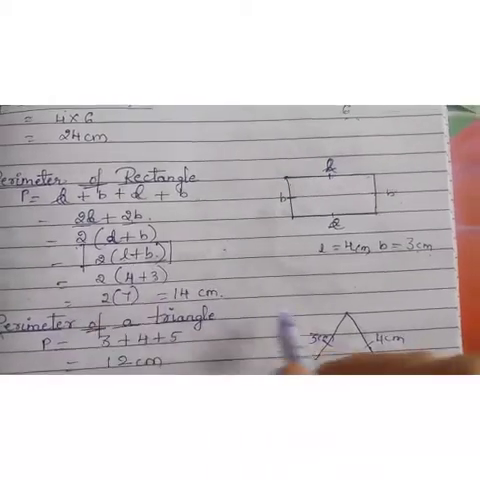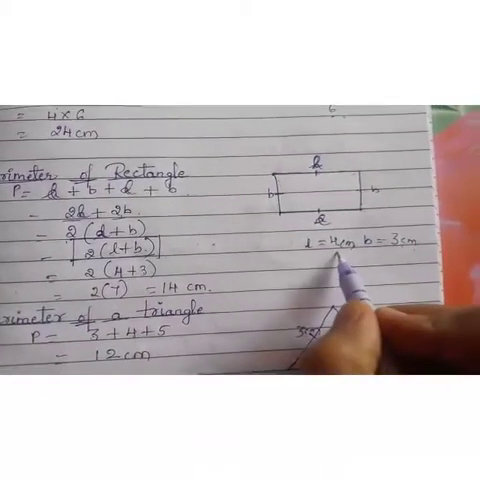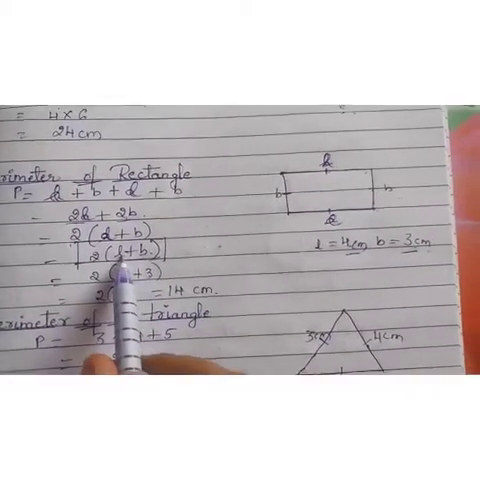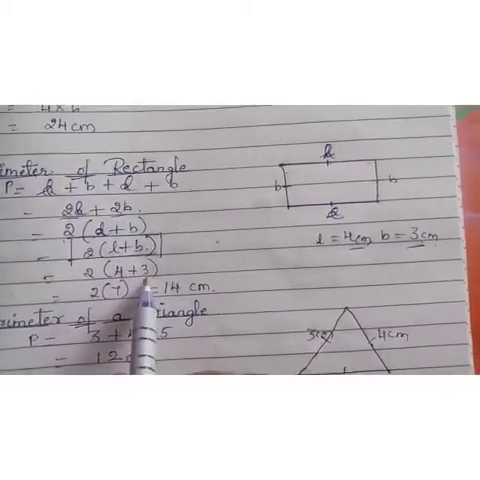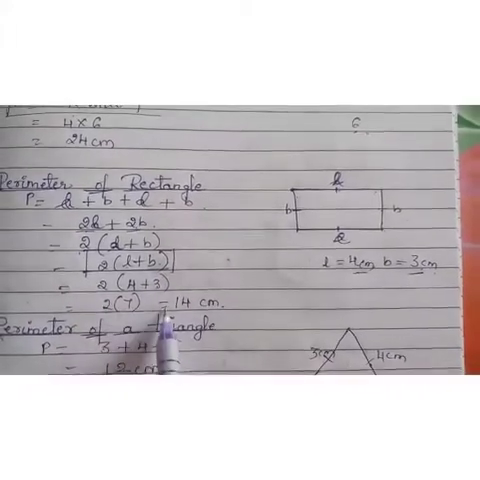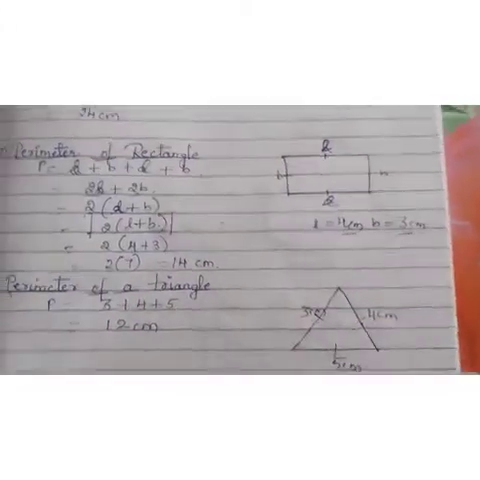If I take example, length is 4 centimeter and breadth is 3. Now replace the values. Length is 4, breadth is 3. So 2 into (4 plus 3), 4 plus 3 is 7. 2 7s are 14 centimeters.